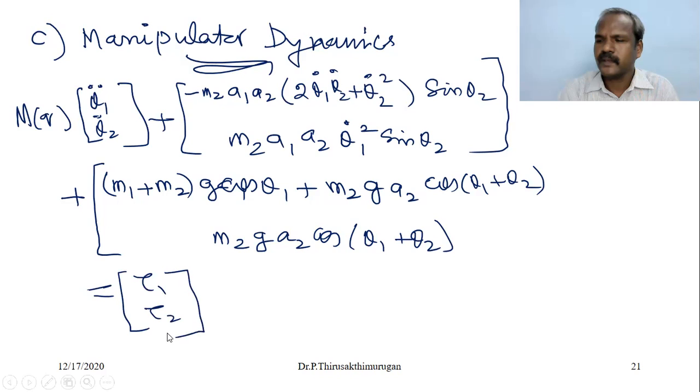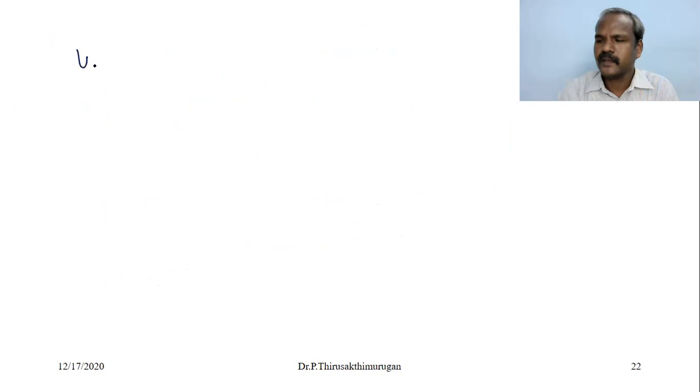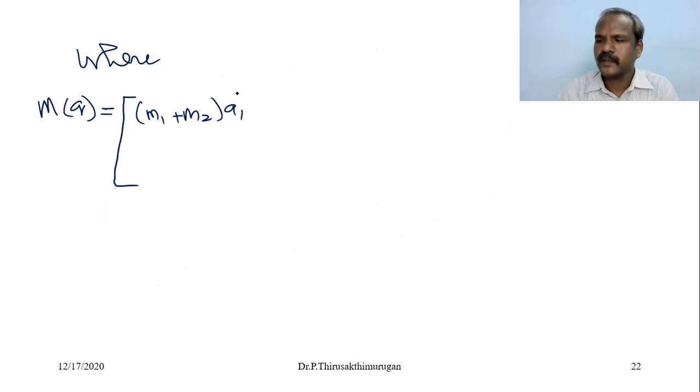We have been rewriting tau 1 and tau 2 in vector form, where M of q equal to, say, the matrix with the elements m1 plus m2 a1 square plus m2 a2 square, plus 2 m2 a1 a2 cos theta 2. Next element is m2 a2 square.